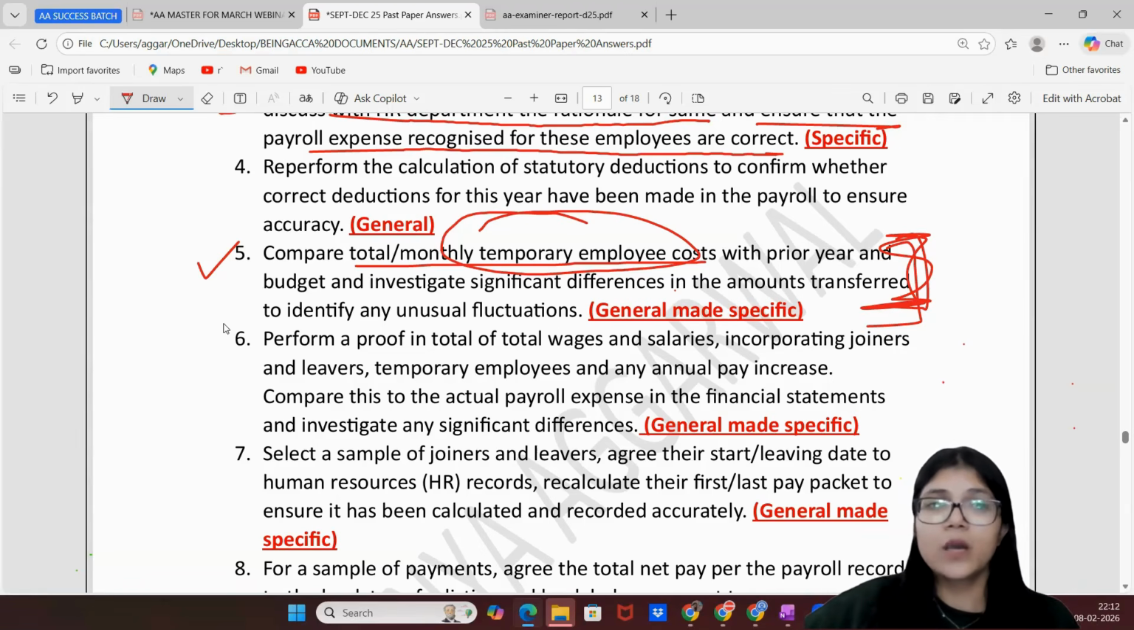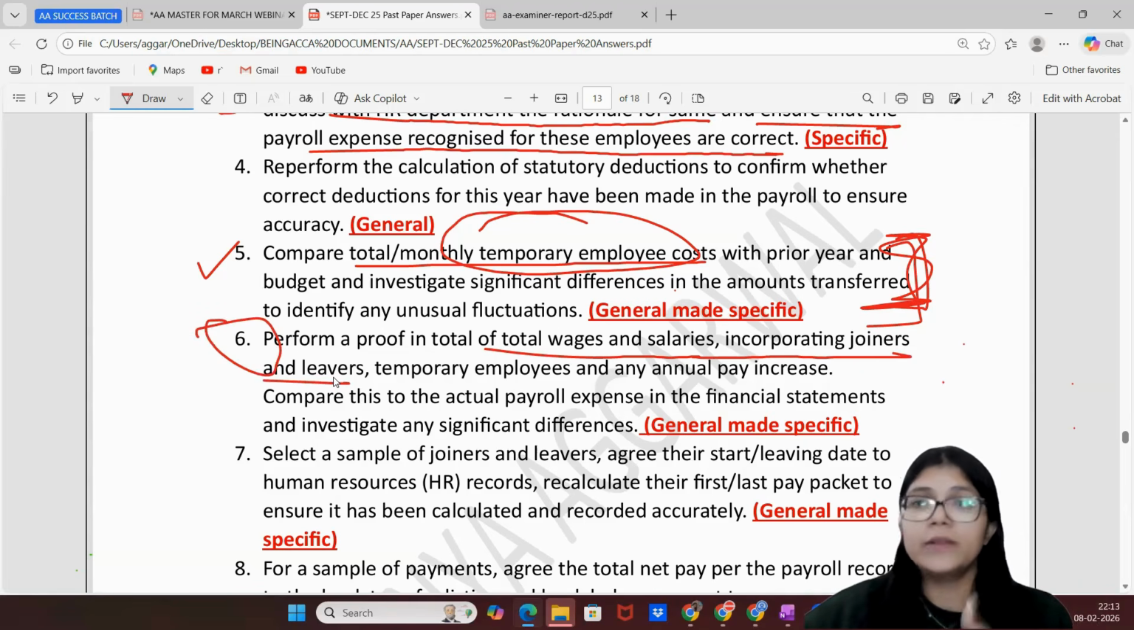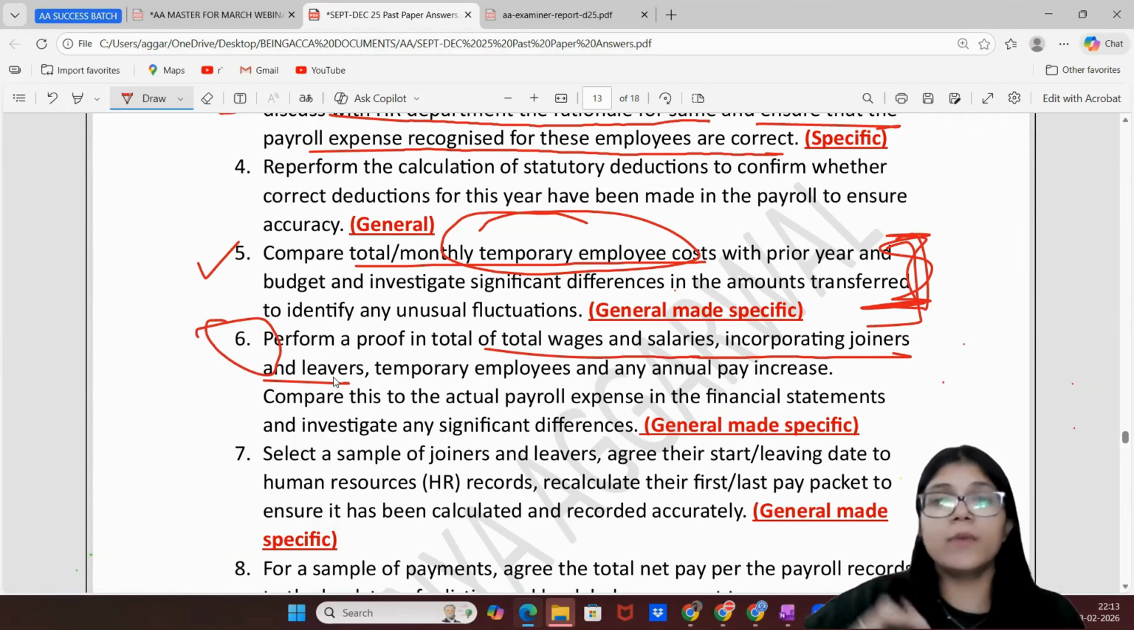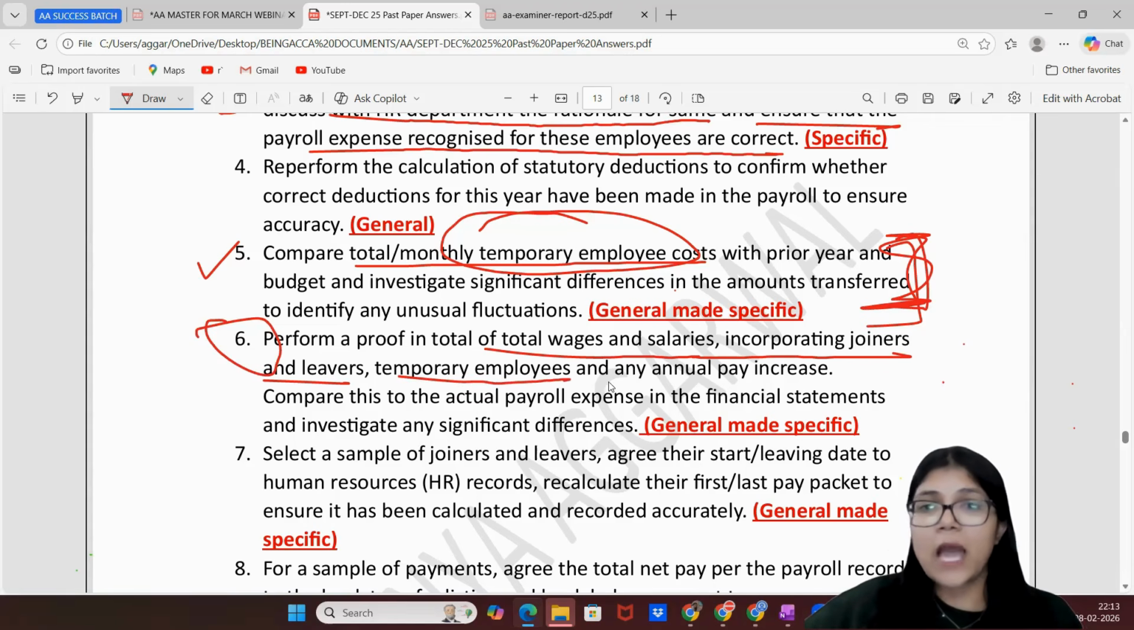Next one, let's see. Perform a proof in total of total wages and salaries, incorporating joiners and leavers, because you know that in your company, there are going to be joiners who join the company and people who leave, temporary employees, permanent employees, joiners and leavers, right? Again, using the same terminologies, same words from the question to make it more case specific. Temporary employees and annual pay increase. Compare this to the actual payroll expense in the financial statements and investigate any significant differences.